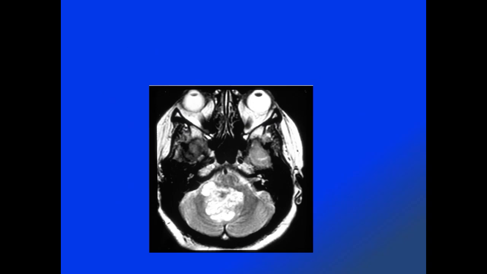Here is a T2 axial image demonstrating a large mass which appears to arise from the fourth ventricle with predominantly T2 hyperintensity but some heterogeneous internal architecture, with evidence of extension through the right lateral foramen of Luschka.